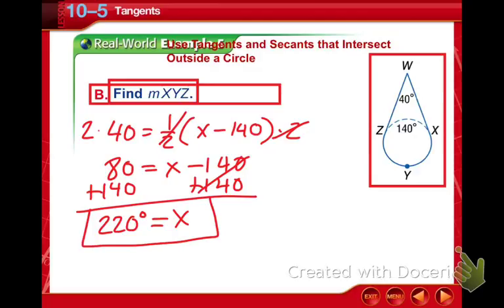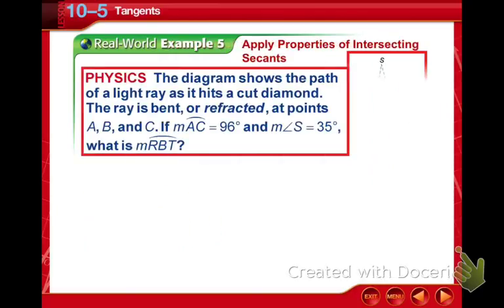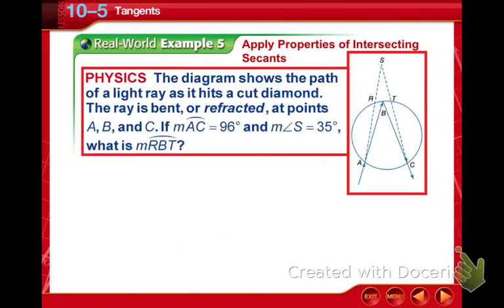Alright, so now we have one more. Here's our last example. This one's a physics example, near and dear to my heart. The diagram shows the path of a light ray as it hits a cut diamond. The ray is bent or refracted at points A, B, and C. If the measure of arc AC is 96 degrees, the measure of angle S is 35 degrees, what is the measure of angle RBT? So, we're going to use the exact same formula.